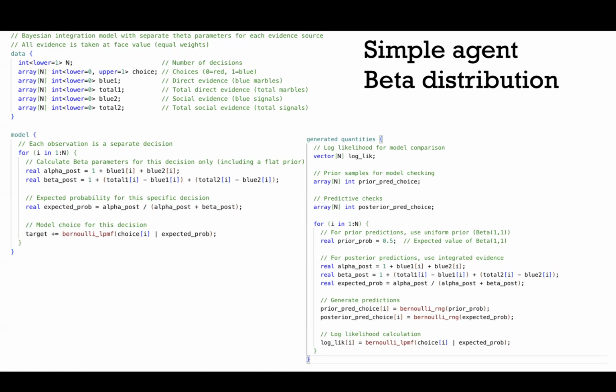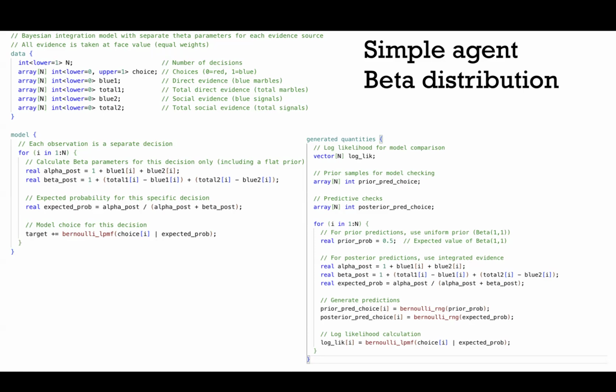We then put the real expected probability, which we calculate exactly like before, and then we say that the choice at time I is given by a Bernoulli distribution with an expected probability. Does that make sense? Right.